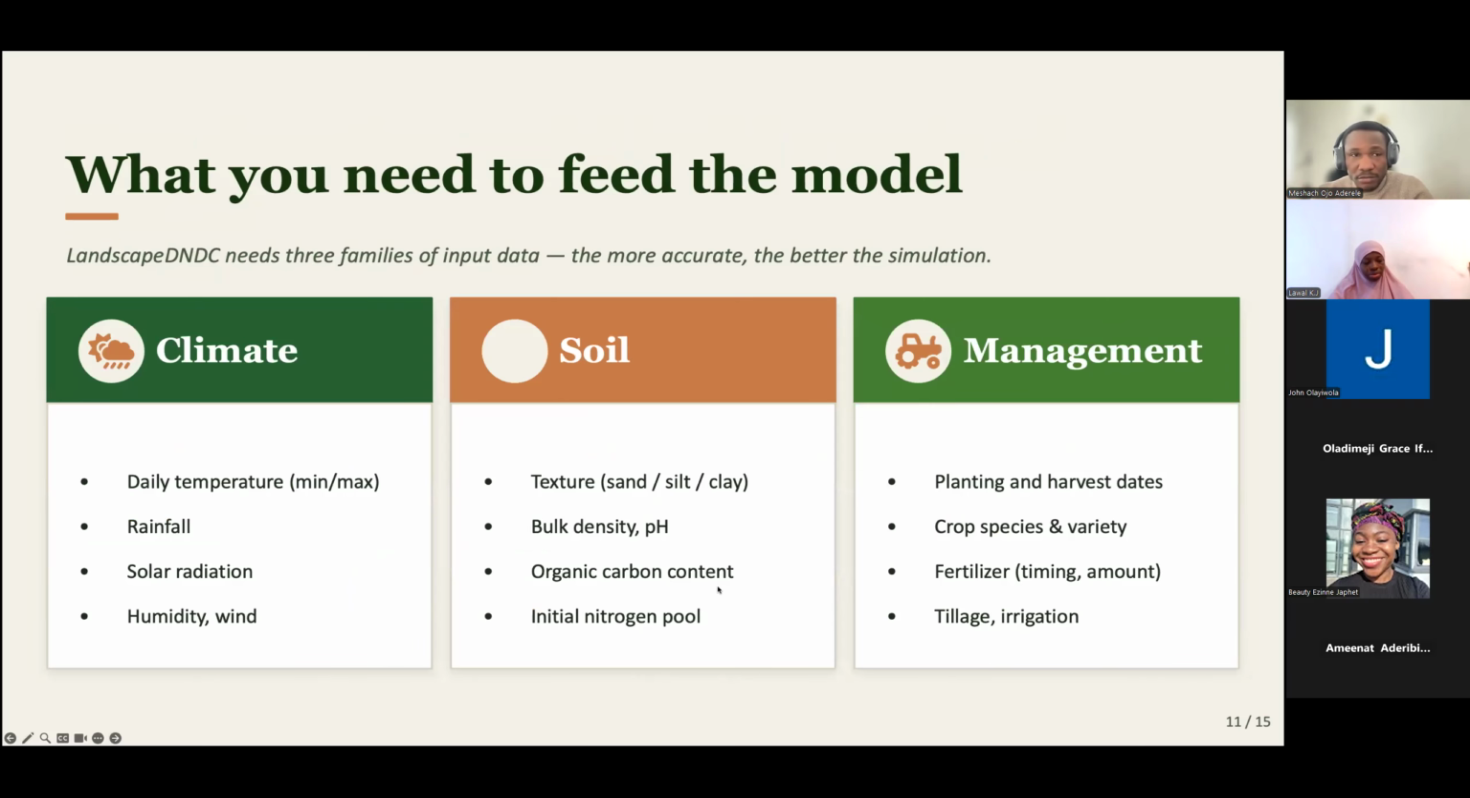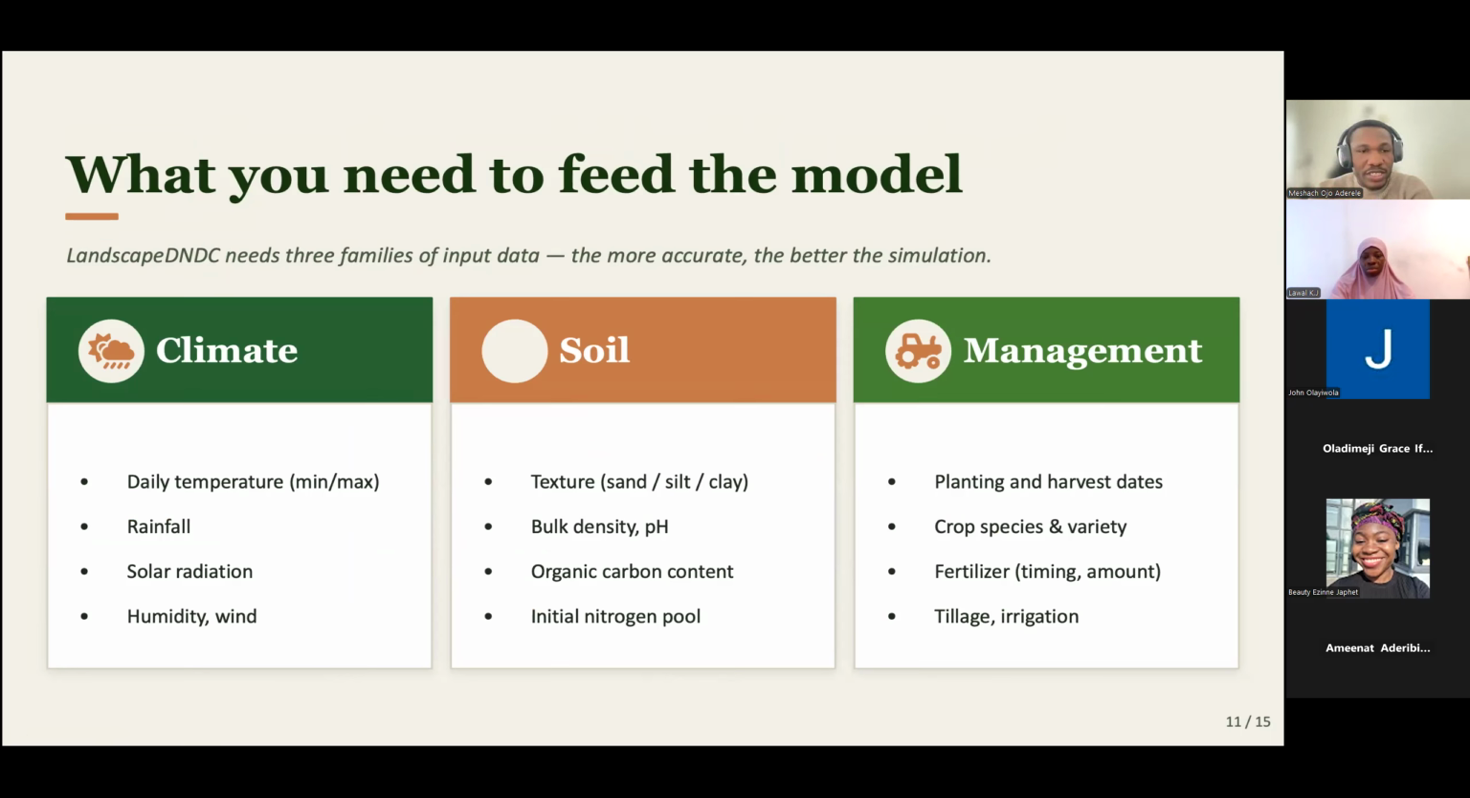What you give to the model is the climate of the place, and you can download this online. If you go to open source climate platforms, you can easily download climate datasets, like the daily temperature, the rainfall, solar radiation, humidity, and the wind. All these climate metrics are important.